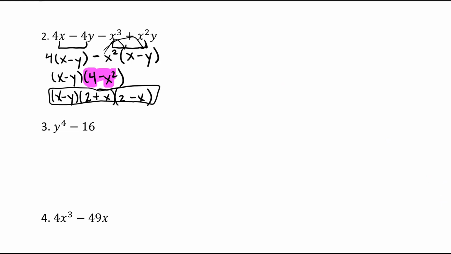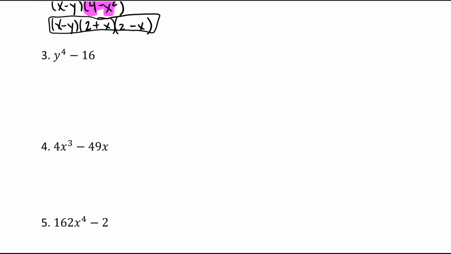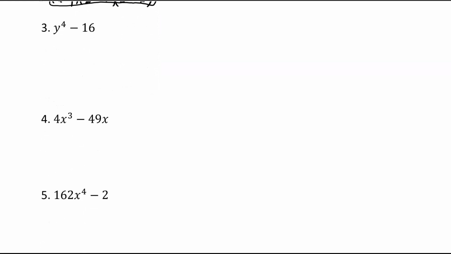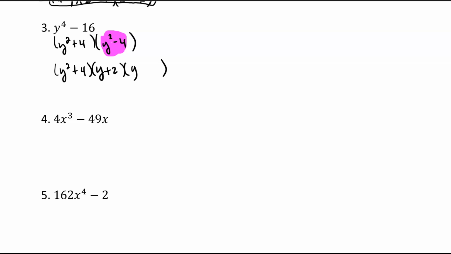Next, we have y to the 4th minus 16. That's a binomial. Your degree is even, and you have perfect squares. So we're going to split it up as y squared plus 4 times y squared minus 4. I'm hoping you realize that y squared minus 4 is a difference of squares. And I hope you also realize that y squared plus 4 is a sum of squares which cannot be broken down. But we can break down what's in pink here. y squared minus 4 is the same thing as y plus 2 times y minus 2. That's why we make that substitution.